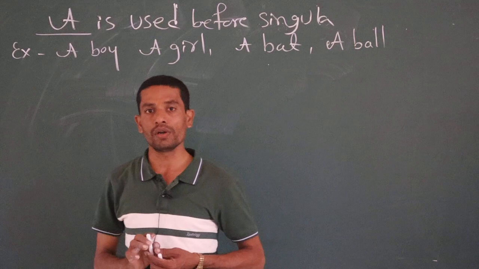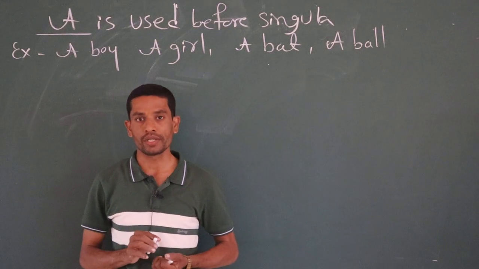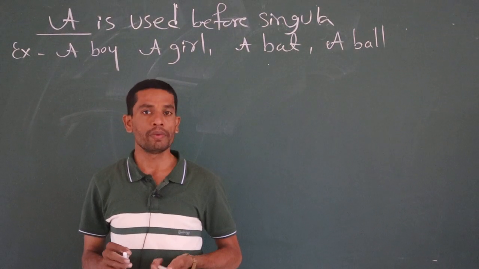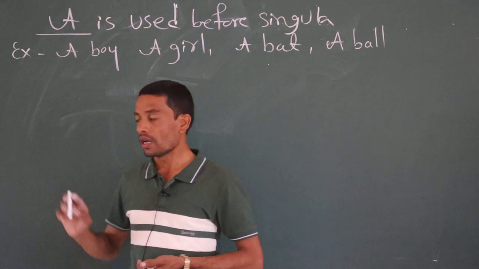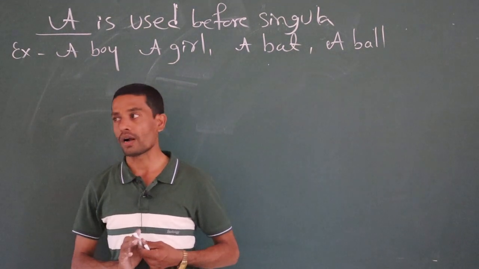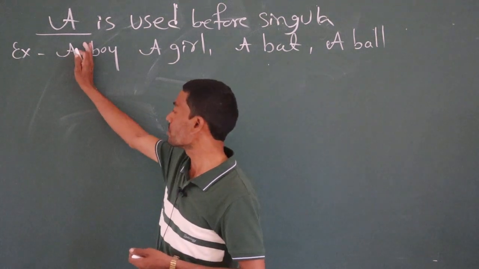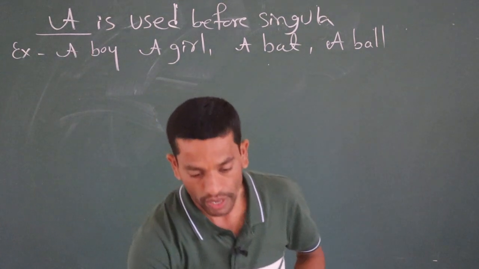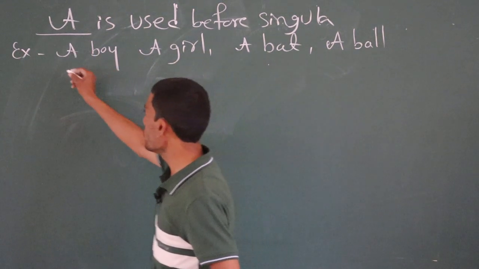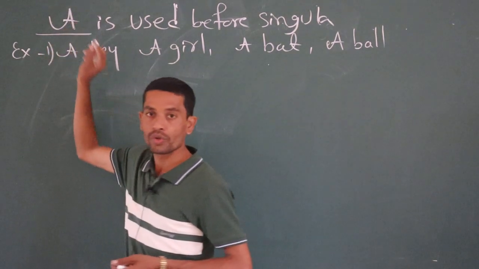Before a singular word, maybe that is names of persons, names of things, or names of places, we have to use the singular article, that is 'a'. Like this there are so many rules. This is the first one: we have to use 'a' before a singular.